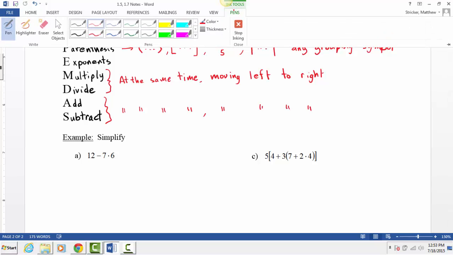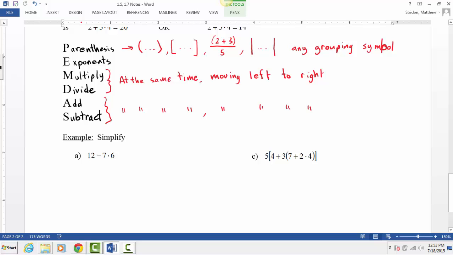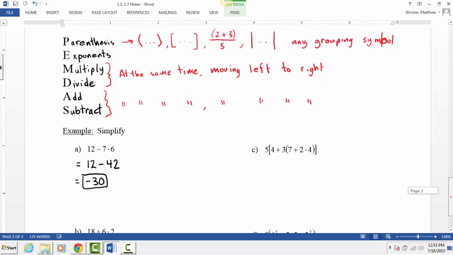If I do this first basic example, I have two operations. I have a subtraction and a multiply. If I start at the top of this list and I move down, multiply definitely comes before subtract. So the first thing I would do here is I would leave the subtraction and I would multiply. 7 times 6 is 42. Once I have that, then I can go ahead and subtract. 12 minus 42 is a negative 30.